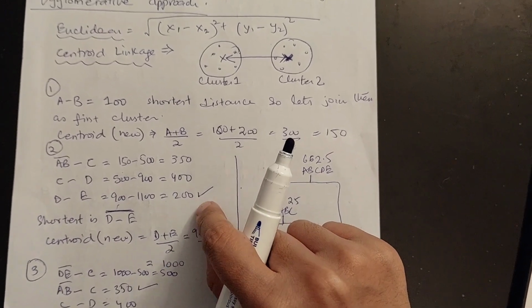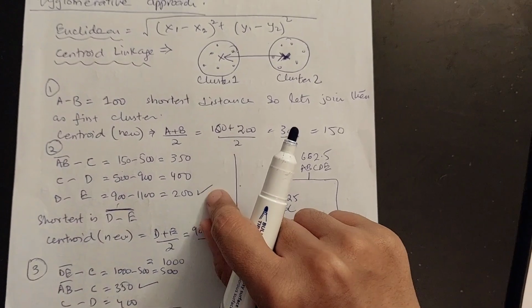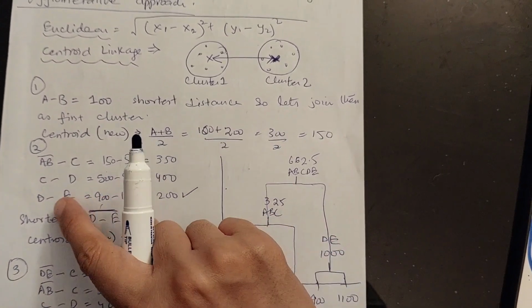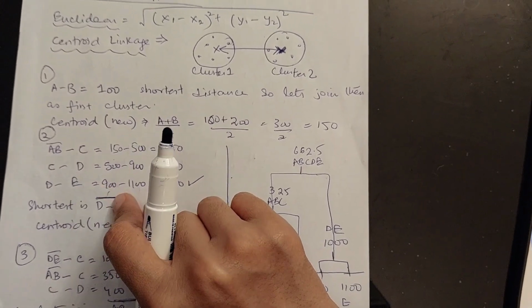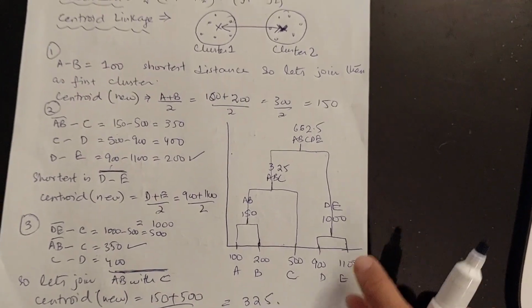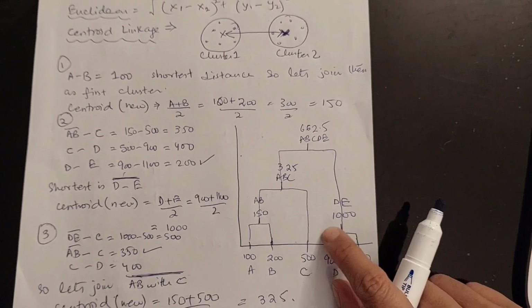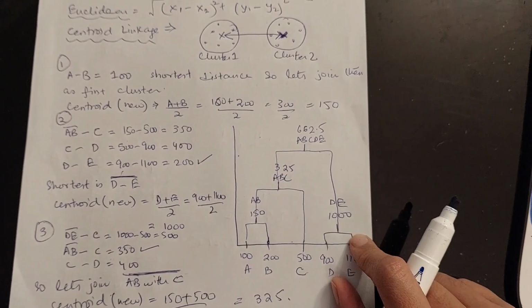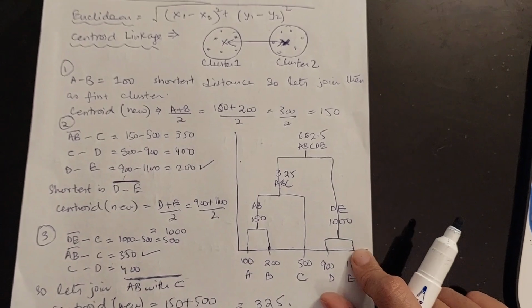So on the basis of this smallest distance, the shortest distance, we will say that now I have to join these two data points D and E to form one single cluster. So now D and E data points can be joined together. I will make a joining line between them, and they are now one single cluster.